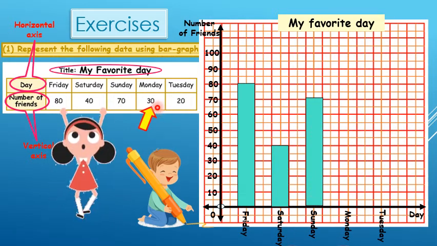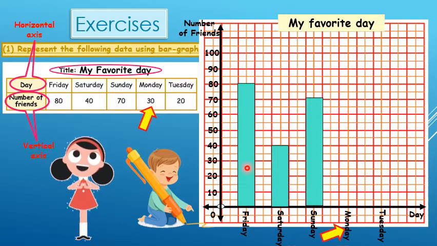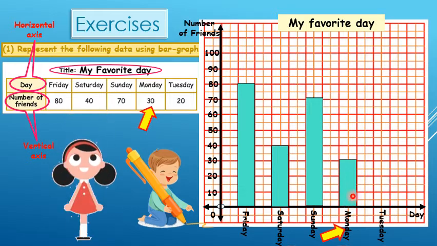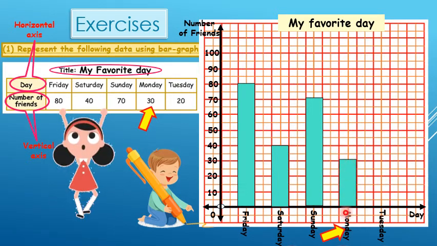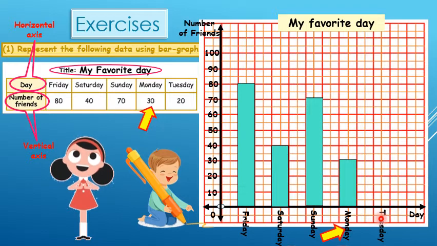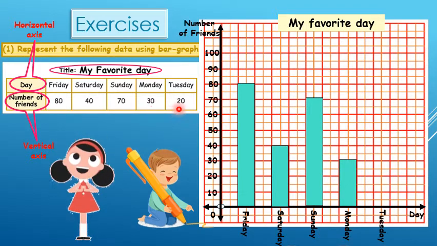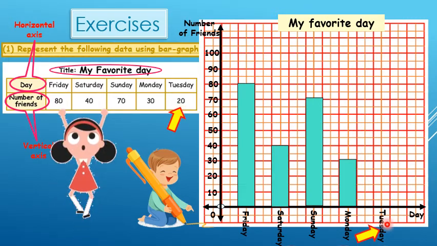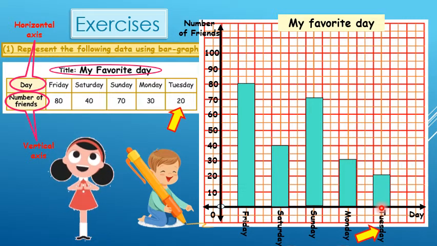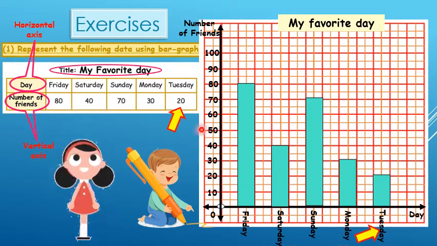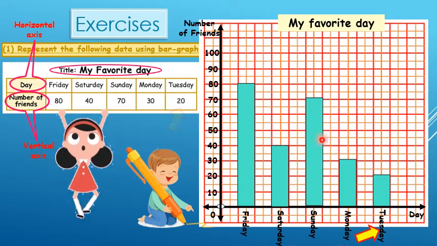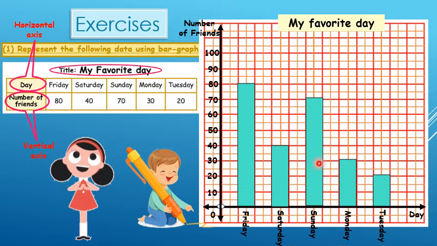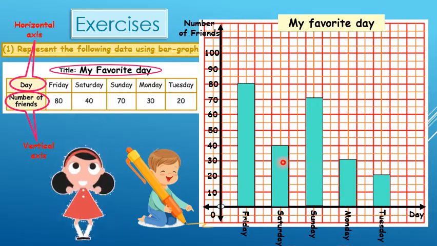Next one, we have Monday. We have 30 friends who like this day. Then go to our graph, put your finger here and go up until you reach 30. Then draw your bar. And the last one, we have Tuesday. We have 20 friends who like this day. Then go to our graph and put your finger here and go up until you reach 20. Then draw this bar. After you finish drawing these bars, color them in your favorite color. Then we are finished now.